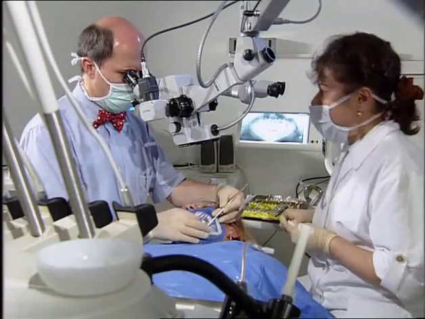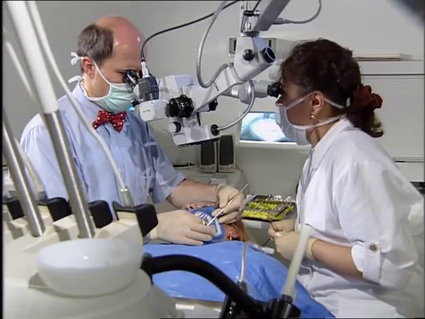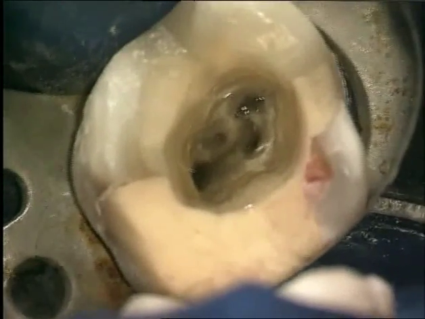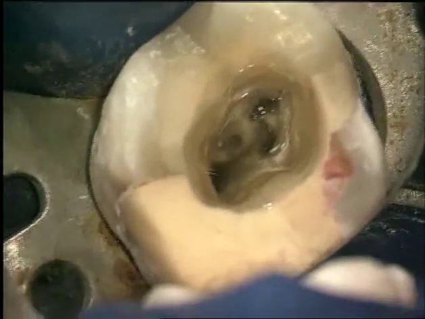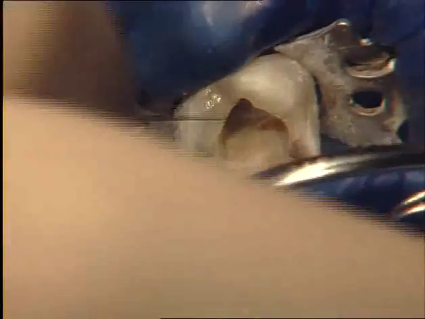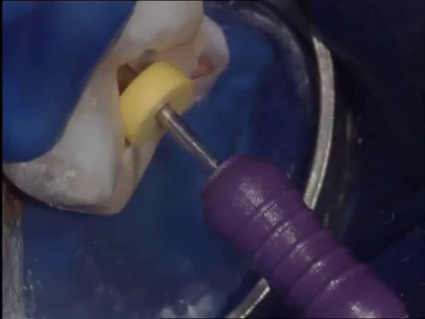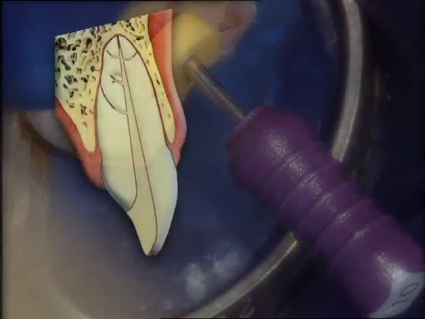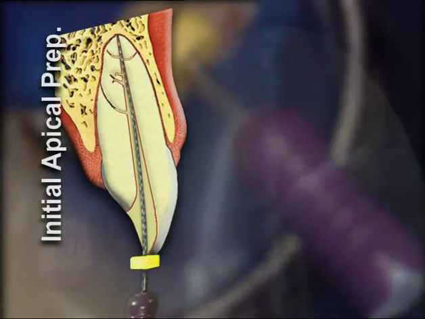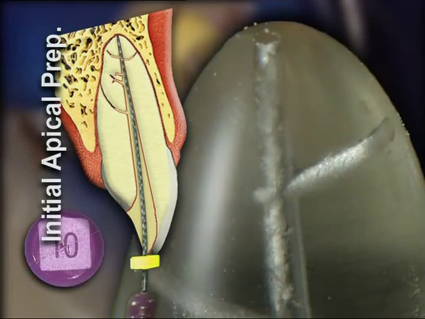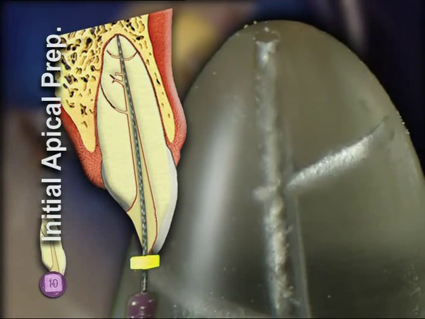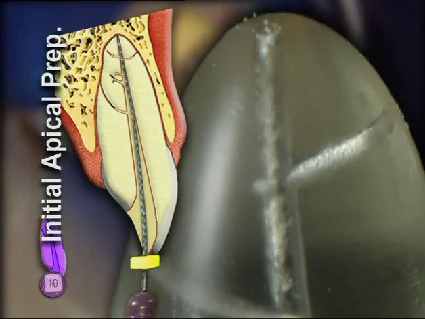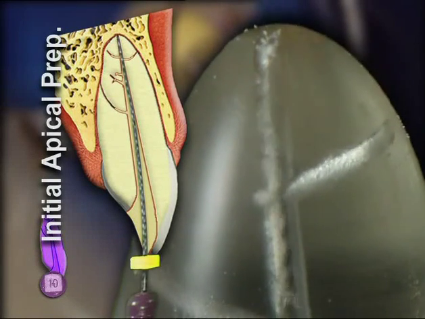The Schilder technique of cleaning and shaping will be demonstrated in the distobuccal root canal system of our patient. During the initial apical preparation, very small pre-bent flexible files are used gently to tactually feel and see with the instrument. The next step is to follow the path of the radiographic terminus and to check the patency of the apical foramen.